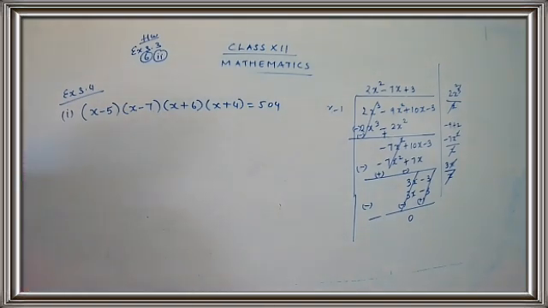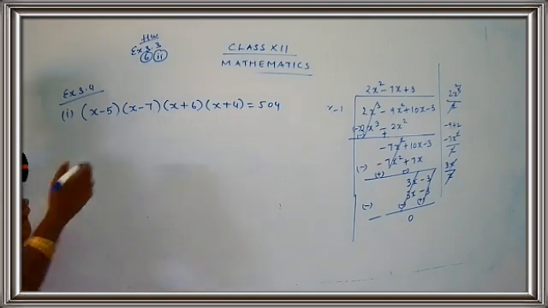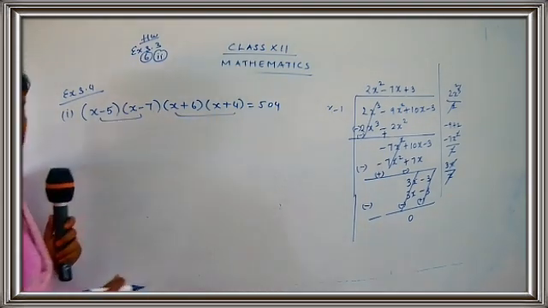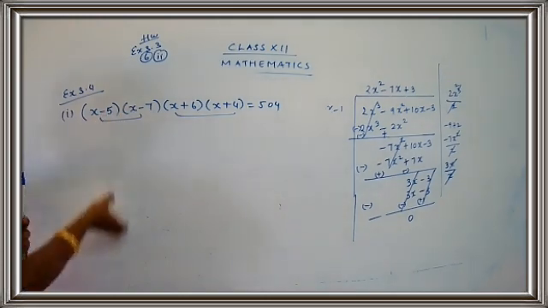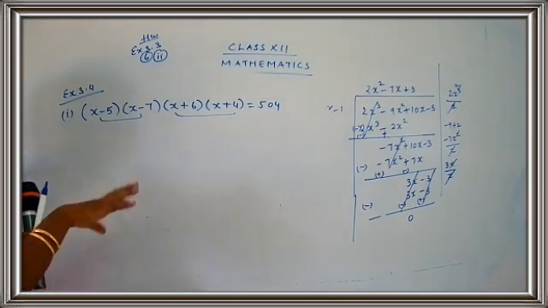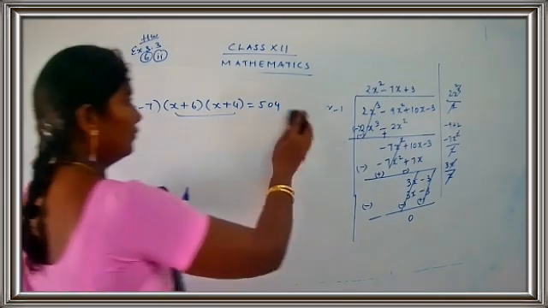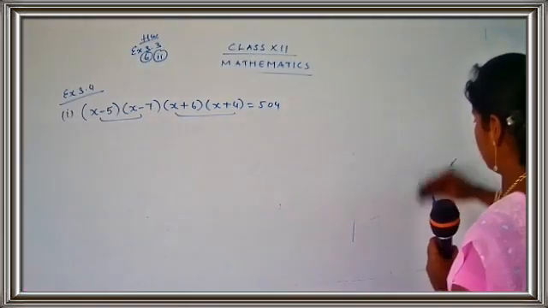Take down the question, children: (x minus 5)(x minus 7)(x plus 6)(x plus 4) is equal to 504. Shall we start? What I'm going to do is take the first and the second, and then the third and fourth. You have to go for a trial and error method. Again, I'm saying, use the trial method in the rough part. Don't do it in the fair part. This is a sum, so you have to try the trial and error method in the rough part only, not in the main part.